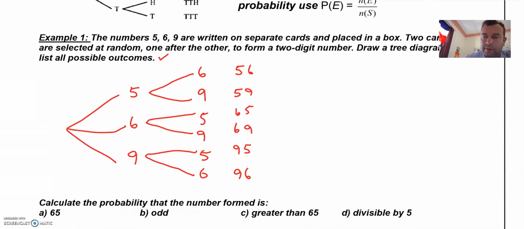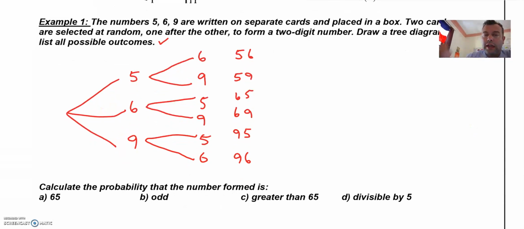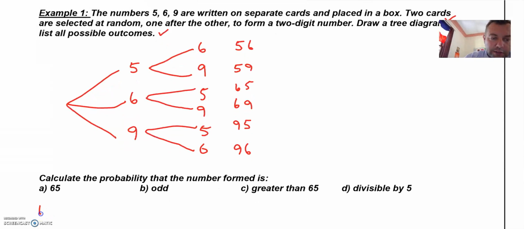Calculate the probability. Remember, probability is the number of desired outcomes, the number of outcomes that belong in that event, divided by the total number. So there are 6 here. How many 65s are in this list? Exactly 1. So the probability of 65, I can put it in brackets like that, is one way of writing that. The probability of 65 is 1 over 6. There is 1 65 on the list over 6 possible outcomes.